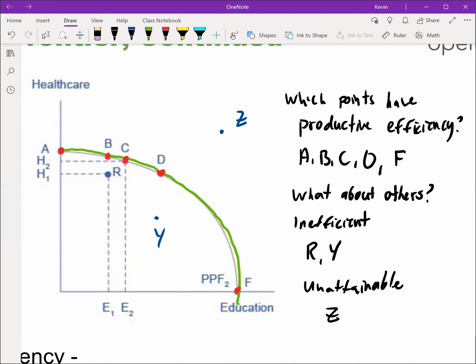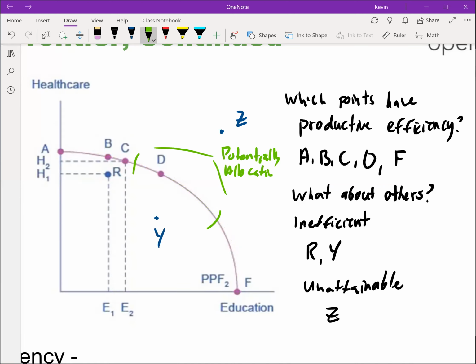So the next question that may come up is, right, we say we have these points that are productively efficient. You might say, well, which point is going to be allocatively efficient? And the answer to this is going to largely depend. Under normal circumstances, we would think that our allocative efficiency would be somewhere in the middle. So I'm going to label that as potentially allocatively efficient. But that can change depending on situation.